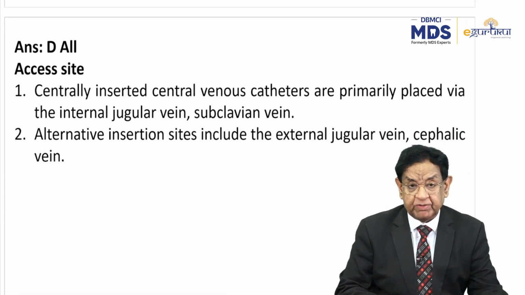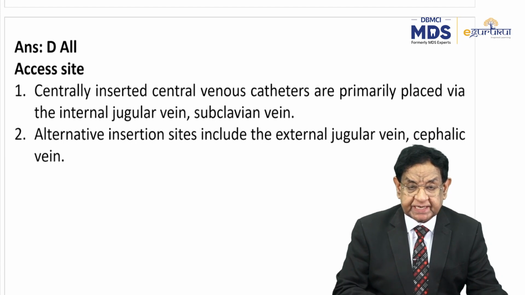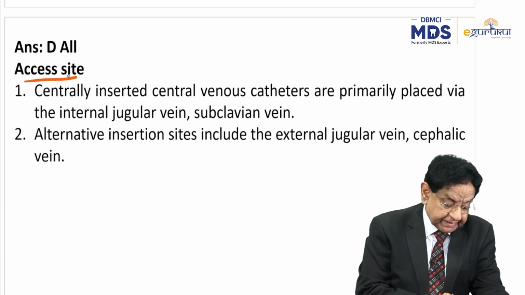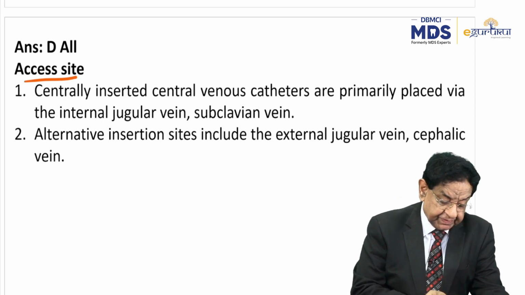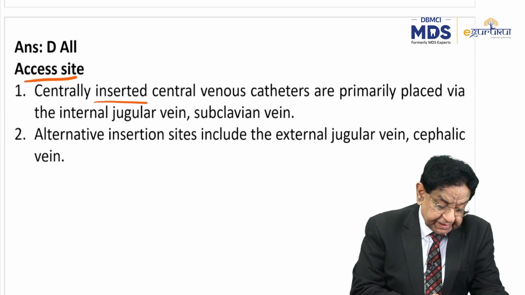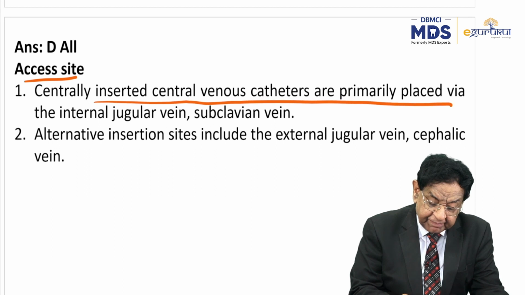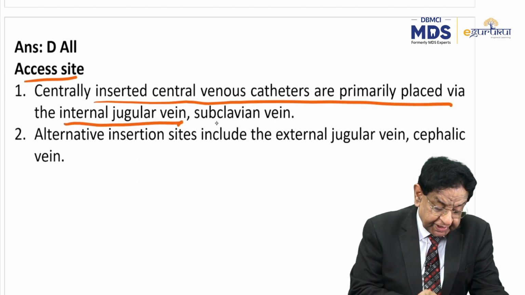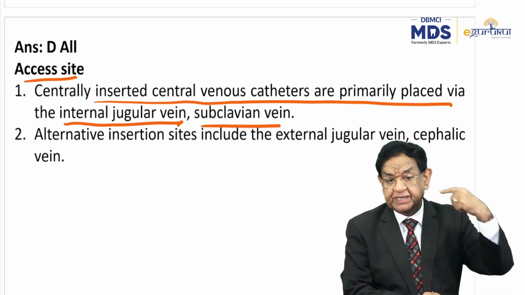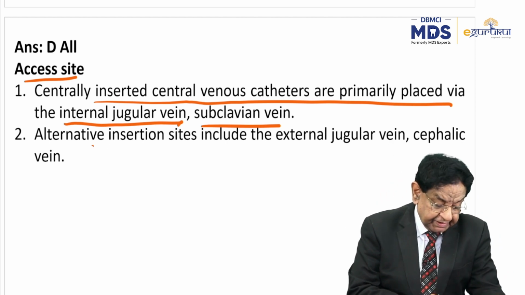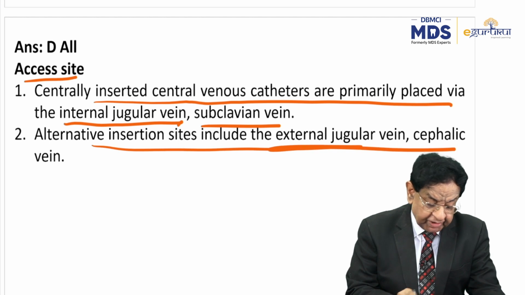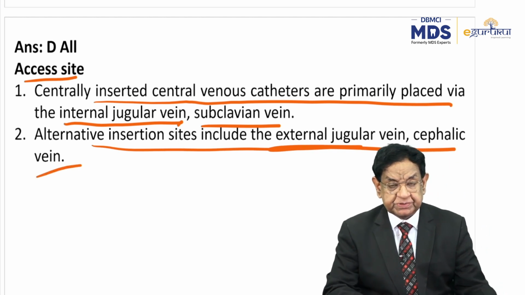Okay. Now let's see, when we are talking about a central catheter, what the site is, that means from where we put the wire catheter. Centrally inserted central venous catheters are primarily placed via the internal jugular vein or subclavian vein. Alternative insertion sites are the external jugular vein or cephalic vein, which can be used.